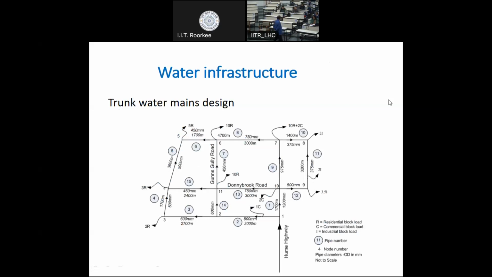Okay. So the next part was to basically design the system for that area. So first of all, we looked at where we are going to provide the main pipe system, the trunk sewer system.